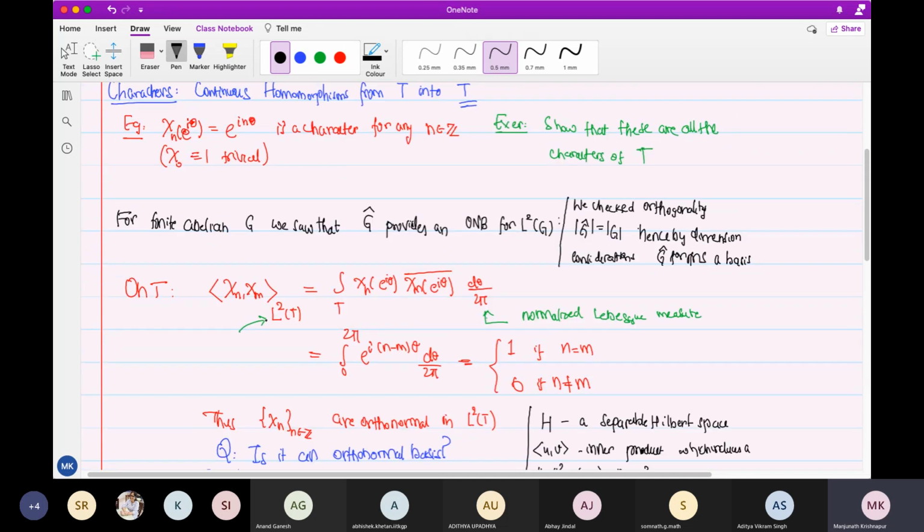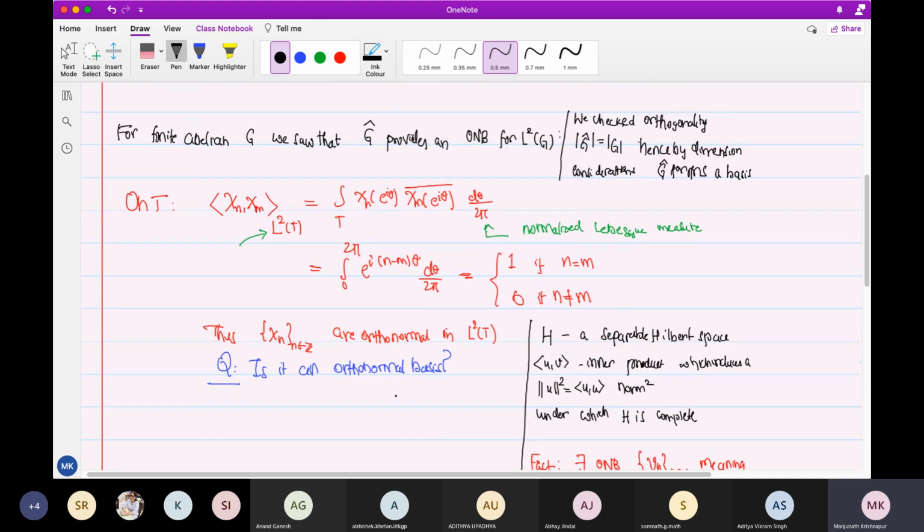That's not clear. There is no other character, but is there nothing in L2 which is orthogonal to all these characters? In other words, is this enough? This is the primary question that we want to address now. Is there any question about what we are asking?